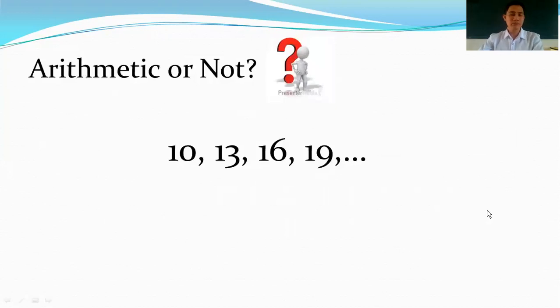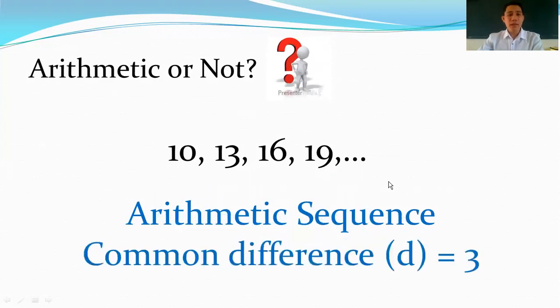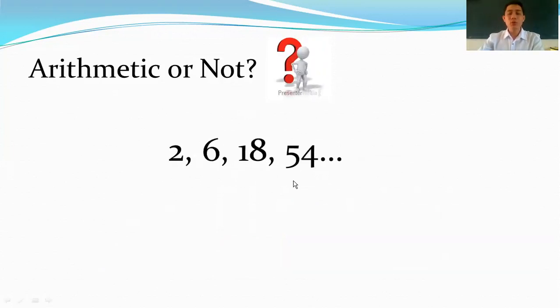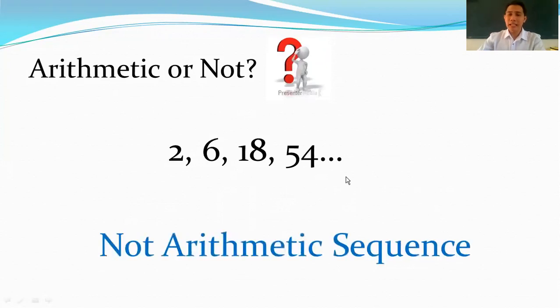Let's try this one. On the given sequence, 10, 13, 16, and 19, is it arithmetic or not? The answer is arithmetic sequence. Why? Because there is a common difference, which is 3. How about this one? 2, 6, 18, and 54. Is it arithmetic or not? The answer is not arithmetic because there is no common difference.